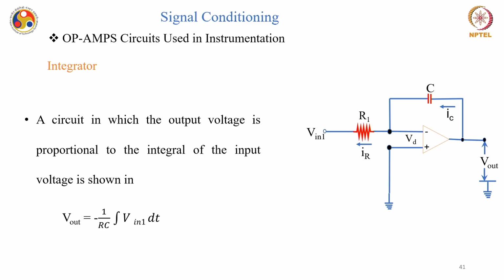You can use an op amp to develop an integrator. Just see that you have a capacitor in the feedback and this R1 is there at the input terminal. So in this case, the output here is equal to minus 1 by RC times the integral of V in dt.